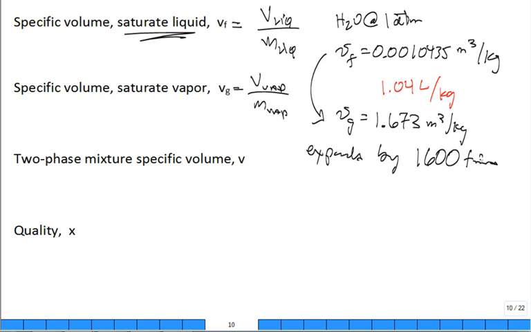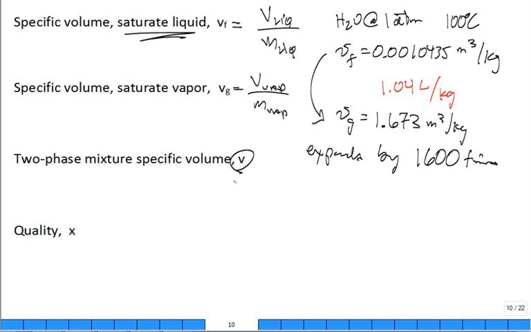Now, if it boils at a much higher pressure, it has less of an expansion. If it gets all the way up to the critical point pressure, just a little bit below it, it really doesn't expand much at all, right? As it boils. But down there at 100 degrees C, 1 atm pressure, there's a significant expansion, almost a factor of 2,000.